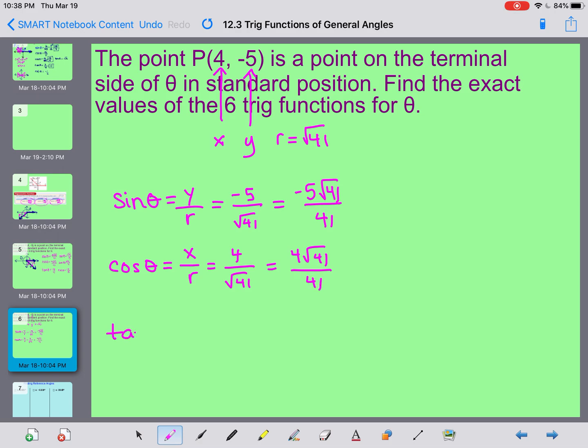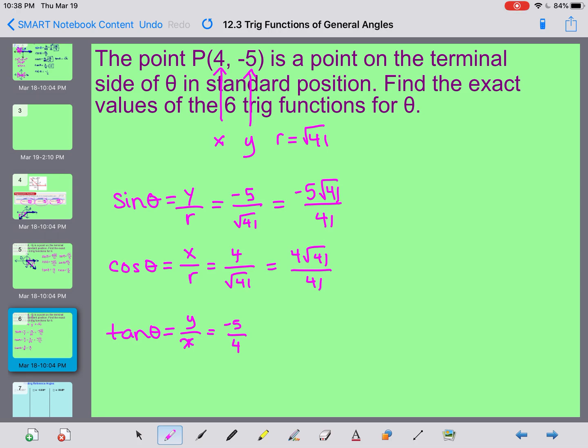And tangent of theta is y over r. Oh, sorry, y over x. So that is -5 over 4. And then you do the reciprocals to get the other values. All right, so that's an option. It's totally up to you which one you do.